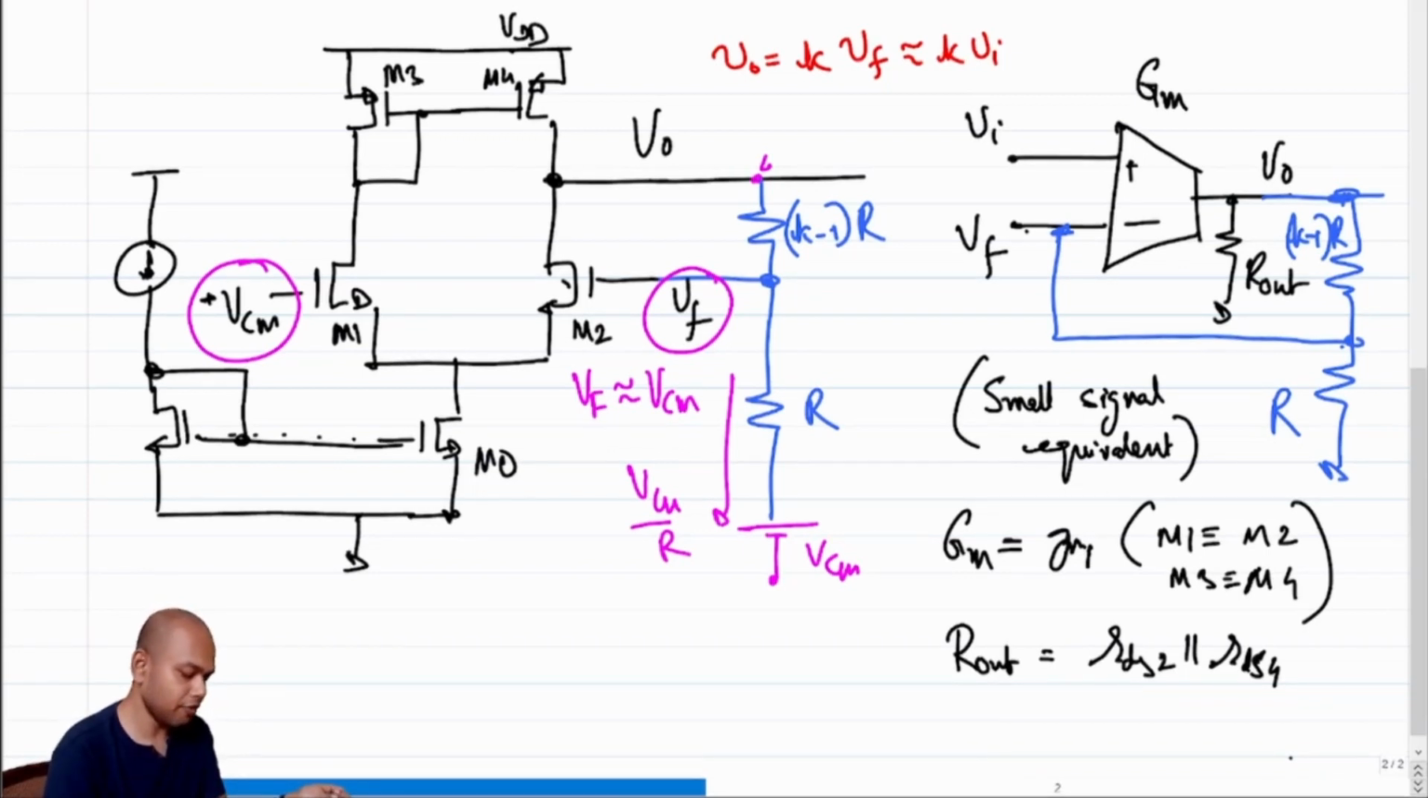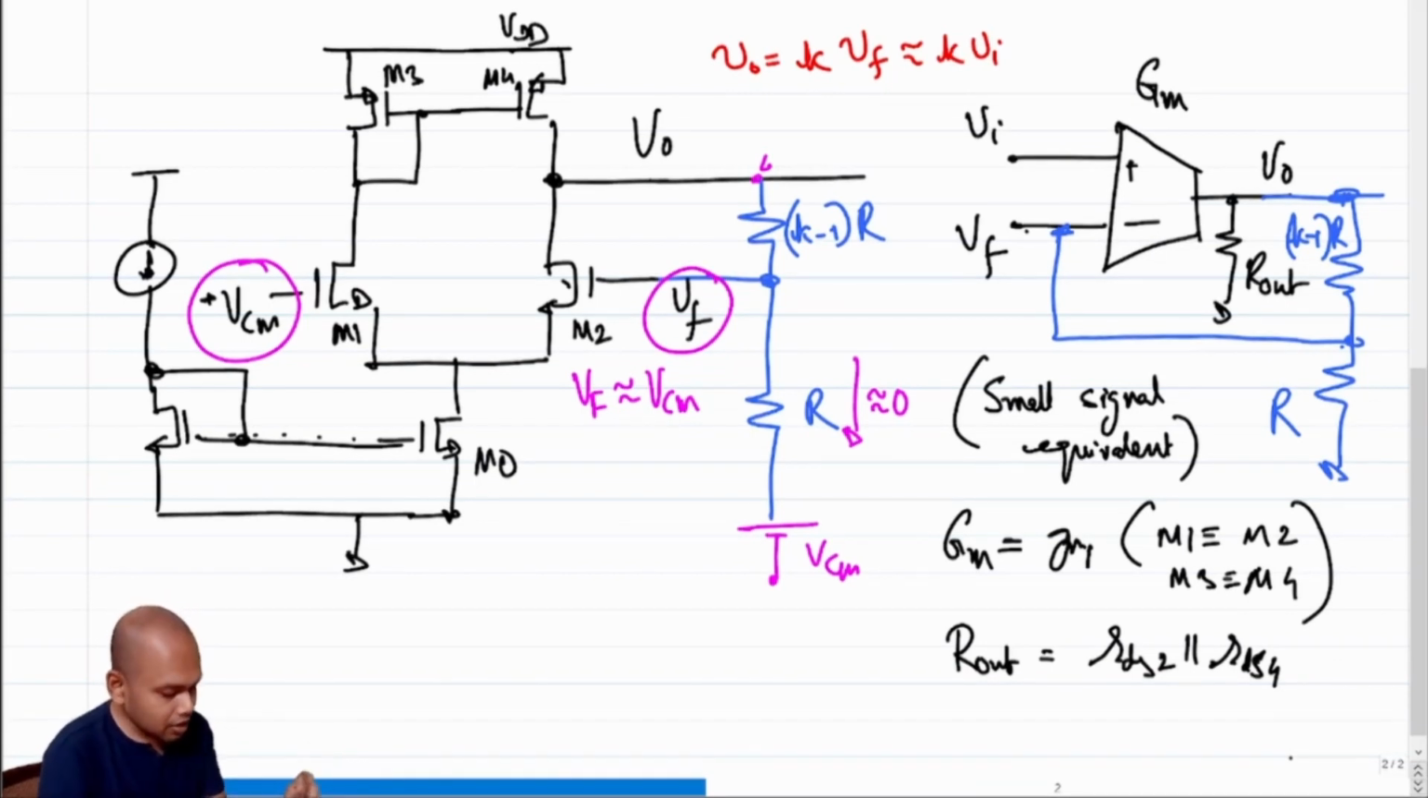If we add a battery of value VCM here, under quiescent condition, what will be this current? This current will be almost equal to 0 because VF is equal to VCM, which means what will be V naught under quiescent? V naught will also be VCM, right? So that way the problem of setting up the bias is solved, and however incrementally this node is still grounded, so we are still getting an incremental gain of K, correct?